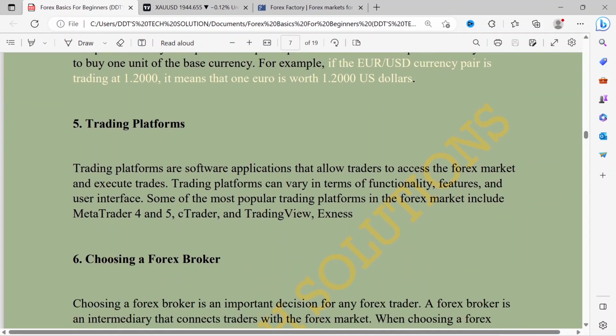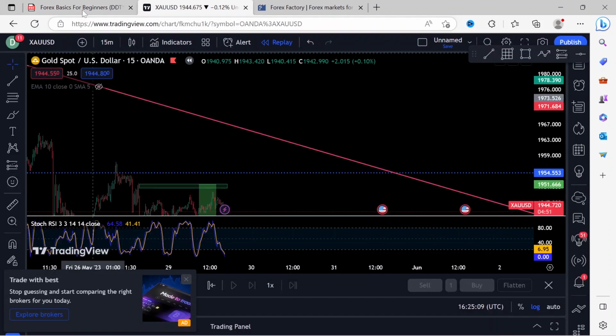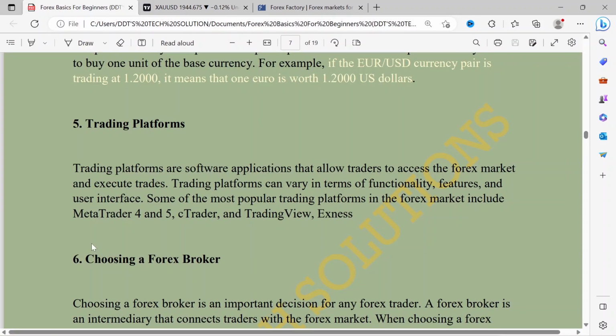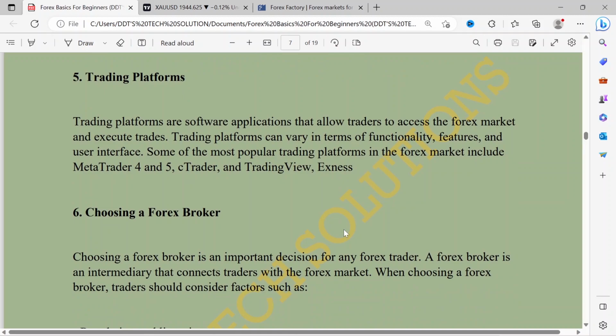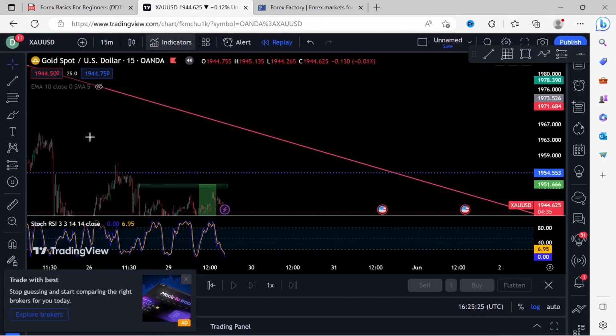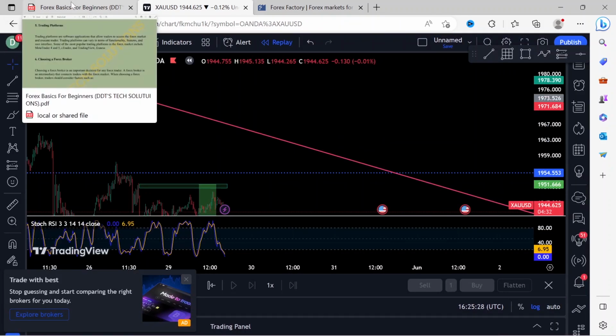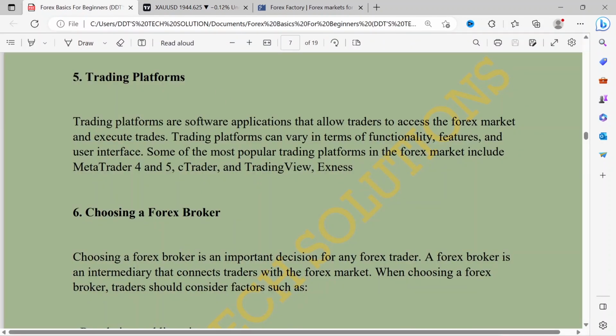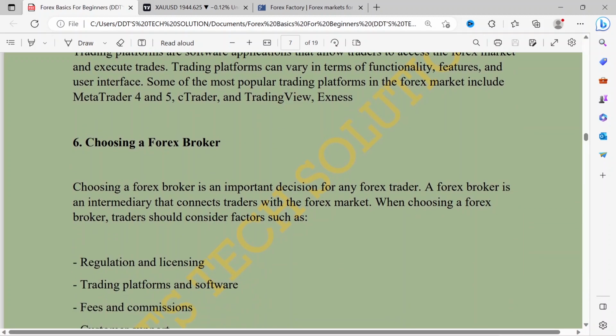And talking about trading platforms, trading platforms like TradingView, which I opened. You can also use MetaTrader 4 and 5 and XNext as well. I will advise you to use trading platforms like TradingView for your trade setups and analyzing your charts, and then MetaTrader 5 for issuing or executing trades.